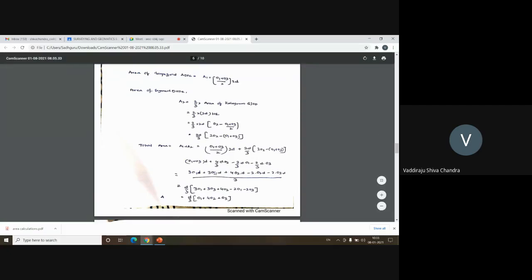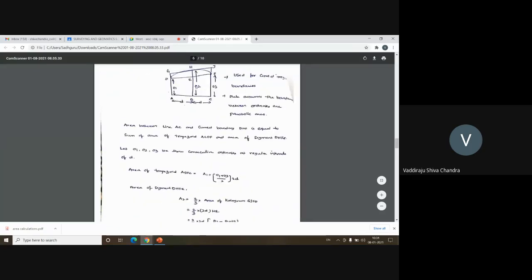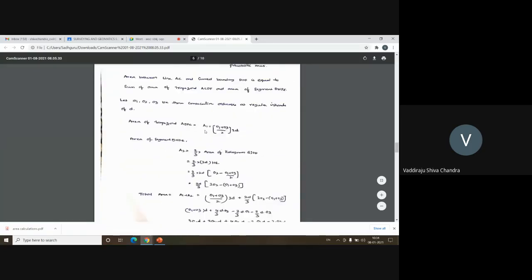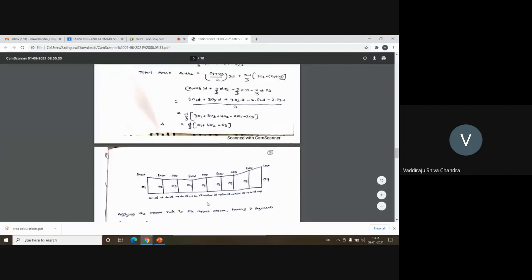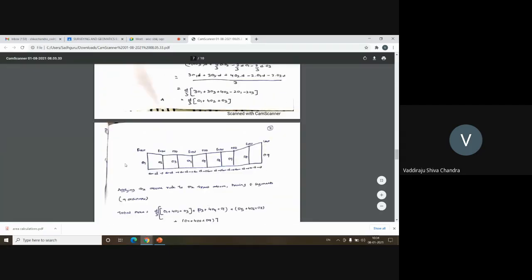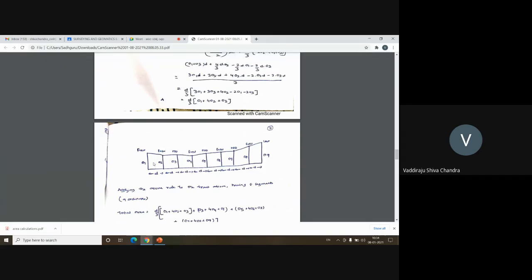Okay. So the area is equal to d by 3 into O1 plus O3 plus 4 times O2. And if you extend this for n number of segments, assume that you're now having 8 segments or 9 ordinates. Please don't confuse between the segments and ordinates. One segment, 2, 3, 4, 5, 6, 7, 8. You're having 8 segments, but you're having 9 ordinates: 1, 2, 3, 4, 5, 6, 7, 8, 9 ordinates.